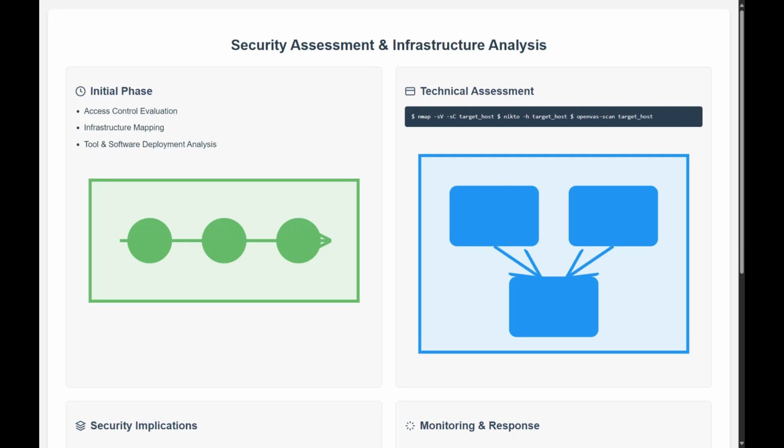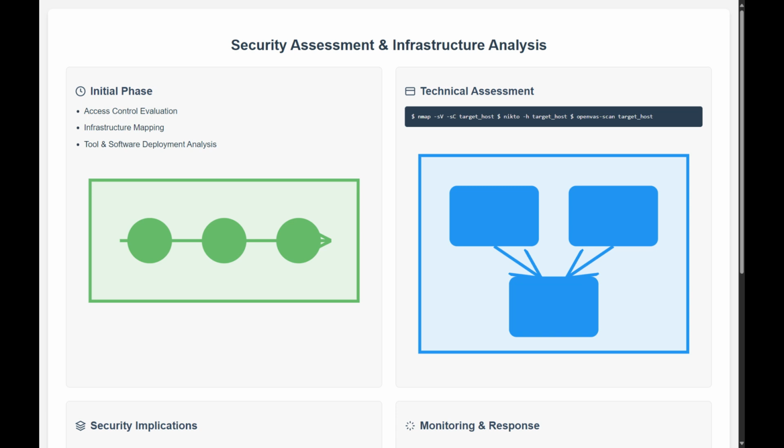Let's explore the process of security assessment and infrastructure analysis. The initial phase involves conducting access control evaluation and infrastructure mapping. This process includes analyzing the deployment of tools, software solutions, and devices, as well as evaluating the overall security posture.